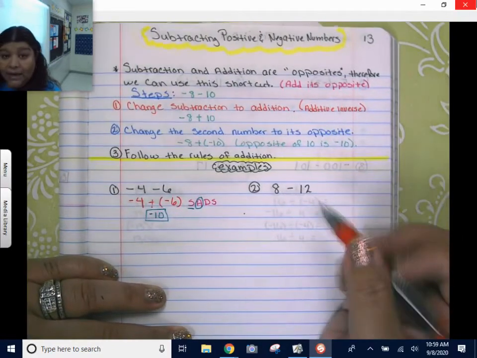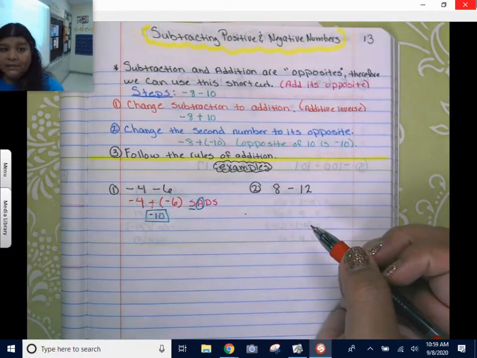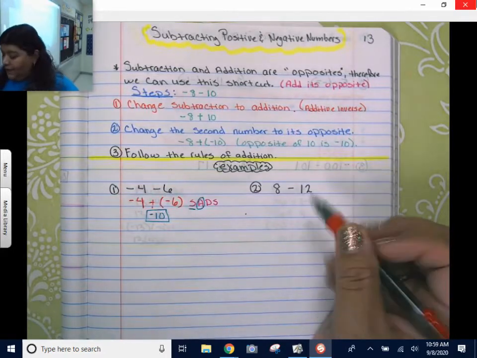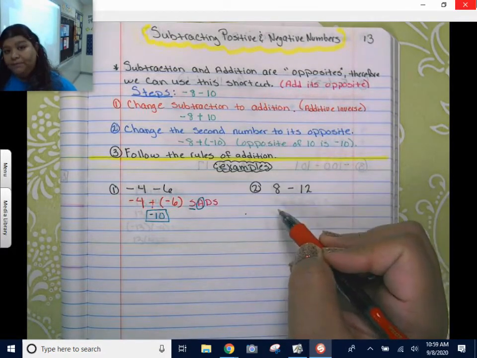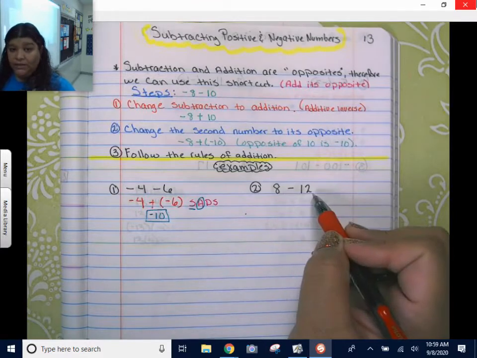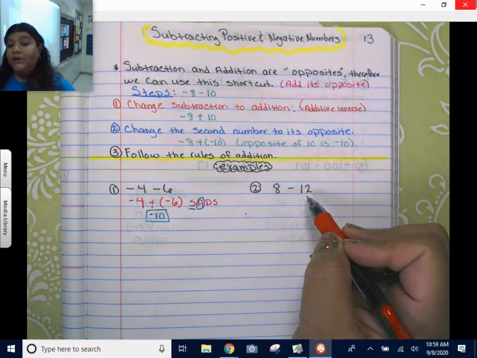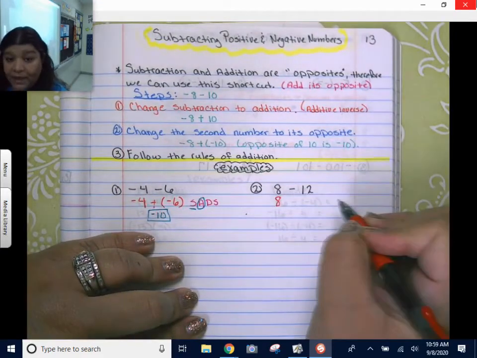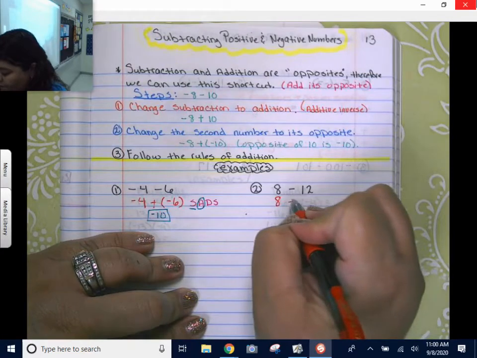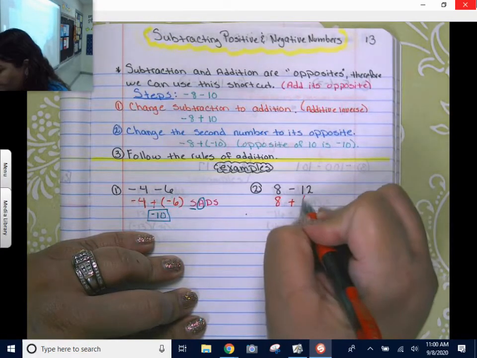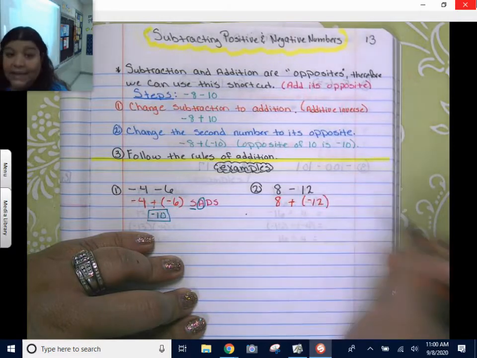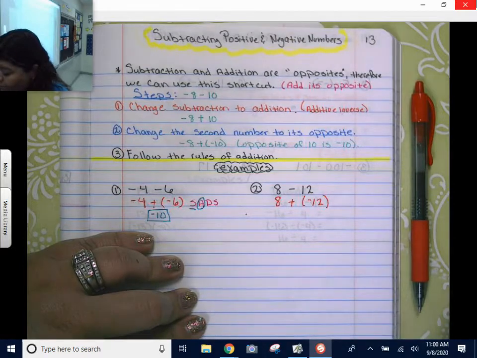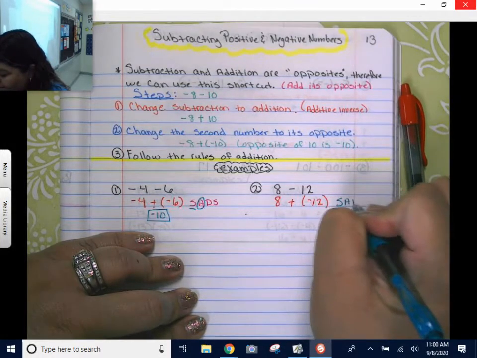We have 8 minus 12. It looks like a normal subtraction problem, but can you take 12 from 8? If I have $8, can you take away 12 of those? No. So you're going to have to follow these steps. First number stays the same. Subtraction changes to addition, and the opposite of a positive 12 is -12. And then just like yesterday, we're going to use the acronym SADS.